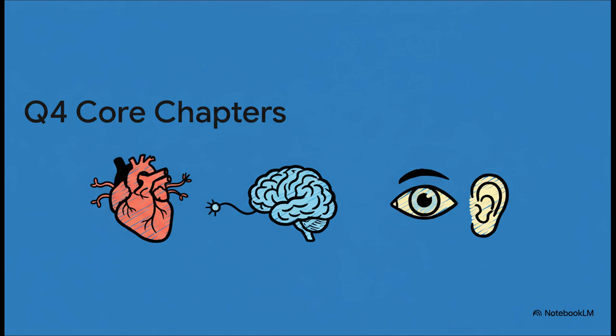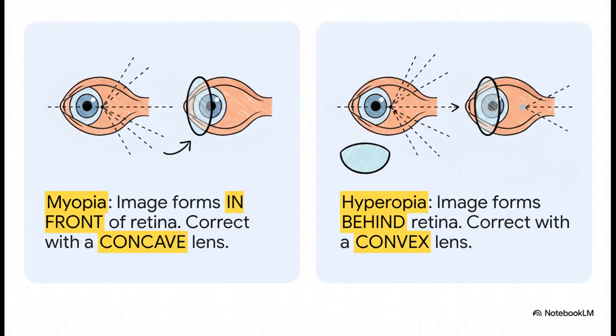So we're talking about the circulatory system, the heart, the blood vessels, the whole plumbing network. Then there's the nervous system, the brain, the spinal cord, our reflexes, and finally, the sense organs, with a really, really heavy focus on the eye and the ear. Eye defects? Oh yeah, that's a guaranteed topic.